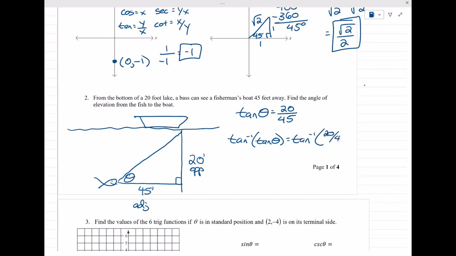If you have a calculator, you should type this in. You want to make sure your calculator is in degree mode. And if you type in inverse tangent of 20 divided by 45, you get 23.96 or 24 degrees.